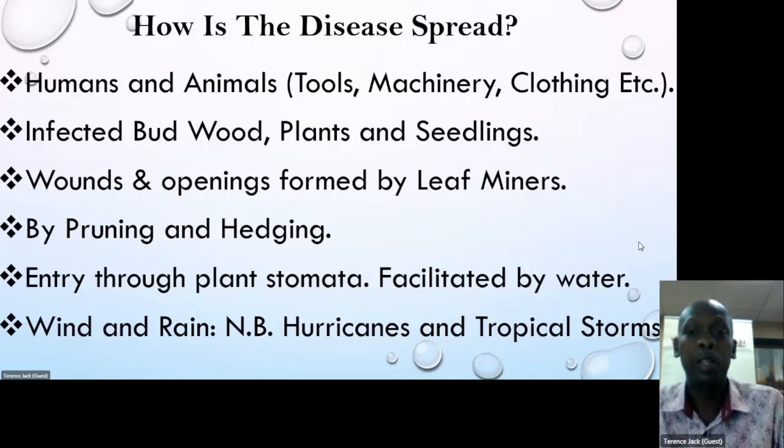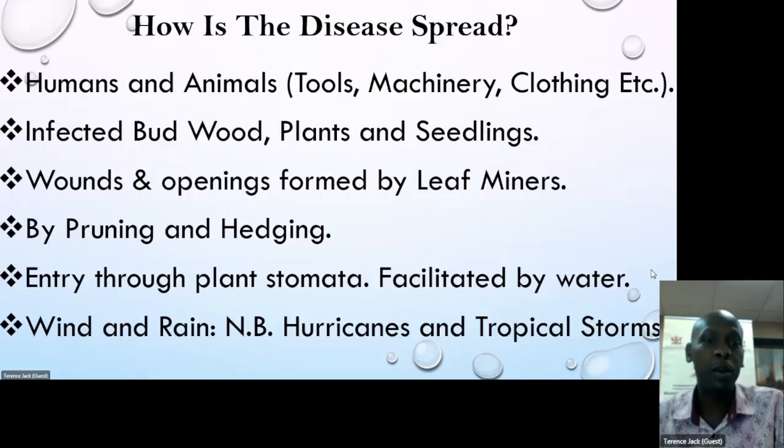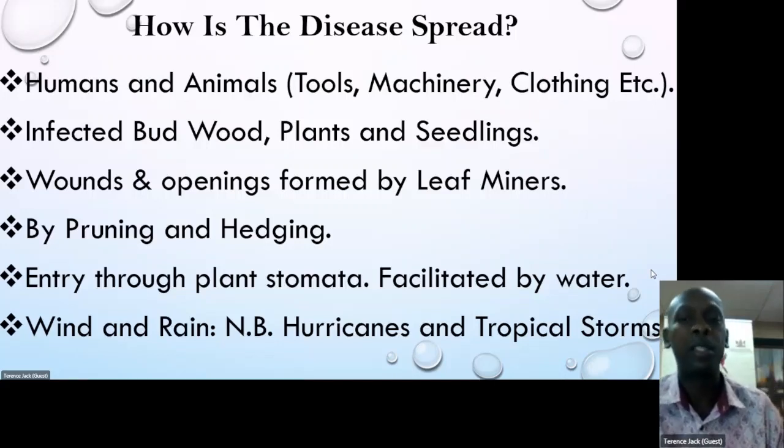So there's also the unregulated entry of infected plant and plant materials. That is, persons who take it upon themselves and use unauthorized entry and bring these materials through the borders without proper authorization. Also, we have wounds and openings that are formed by leaf miners. And as I mentioned before, pruning and hedging can also cause wounds and openings that will allow the disease to spread. Water, rainwater, or irrigation water will facilitate the entry of the pathogen through the lamina and the stomata of the leaves. Wind and rain are two of the primary factors that can contribute to the spread of the disease, especially strong wind-driven rain.